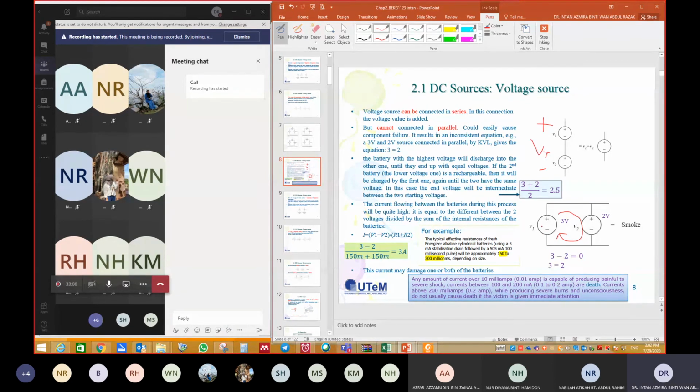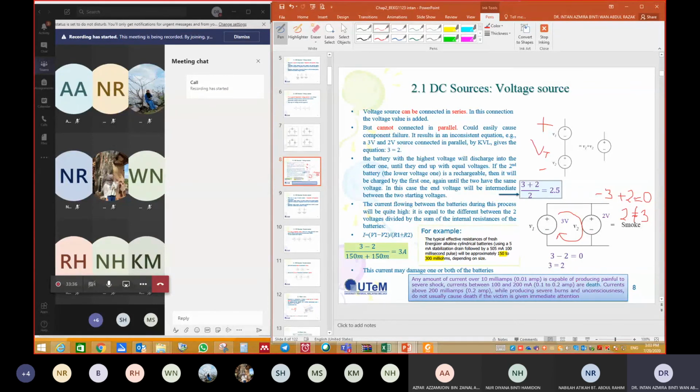Okay, so let's say we use the first sign. It is negative, so negative 3 plus 2 equal to 0. So 2 will be equal to 3, right? But 2 is not 3, right? So this is the proof of why two voltage sources cannot be connected in parallel.